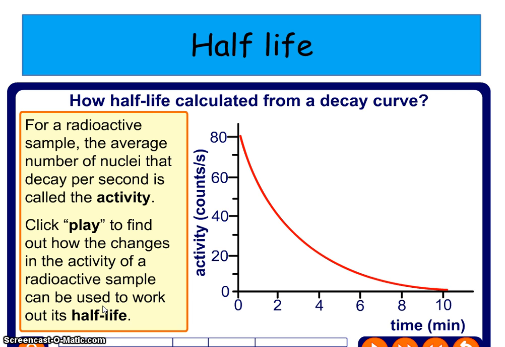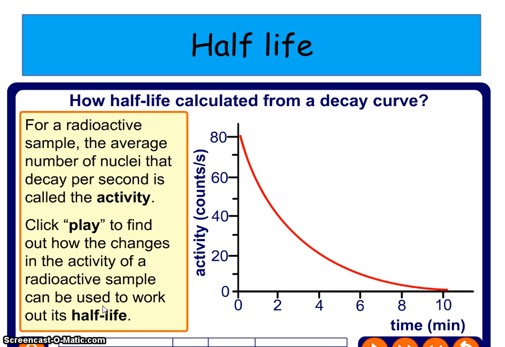Now if you're asked to work out the half-life of a radioactive substance, the question might say, how long does it take for one half-life, for instance? So if you've got 80 counts, you would halve that to 40. You would follow that along until you hit the curve, and then you would go down to the time. So if I'm looking at that, it's around about 2 minutes.